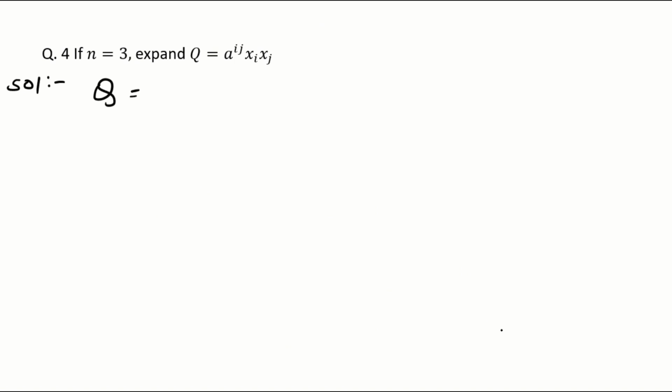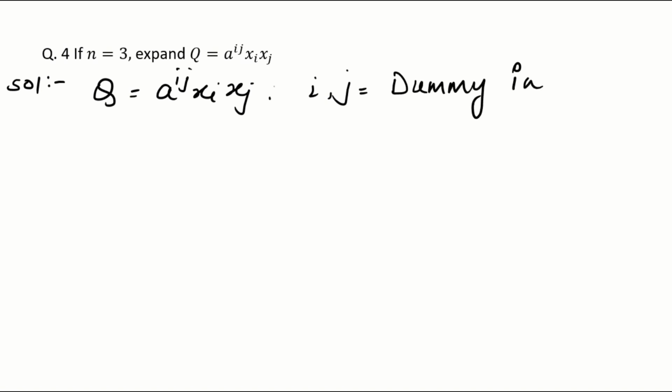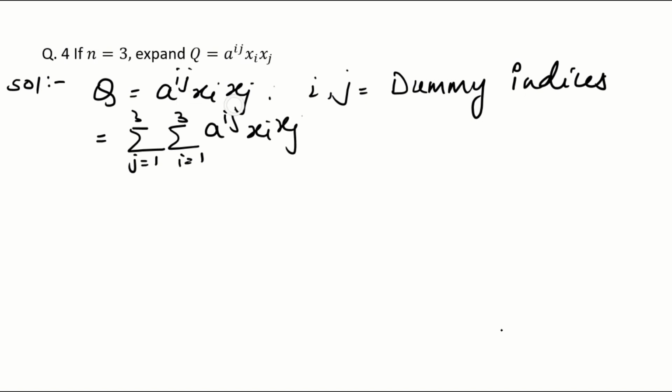So q, the value of q, is aij xi xj. In this expression i and j both are dummy indices because both are repeated. What it means is you will take the sum over i and the sum over j. So let's fix j and take the sum over i one by one. This means j from 1 to 3 and i from 1 to 3. Because i and j both are dummy indices, there will be summation over i and over j.